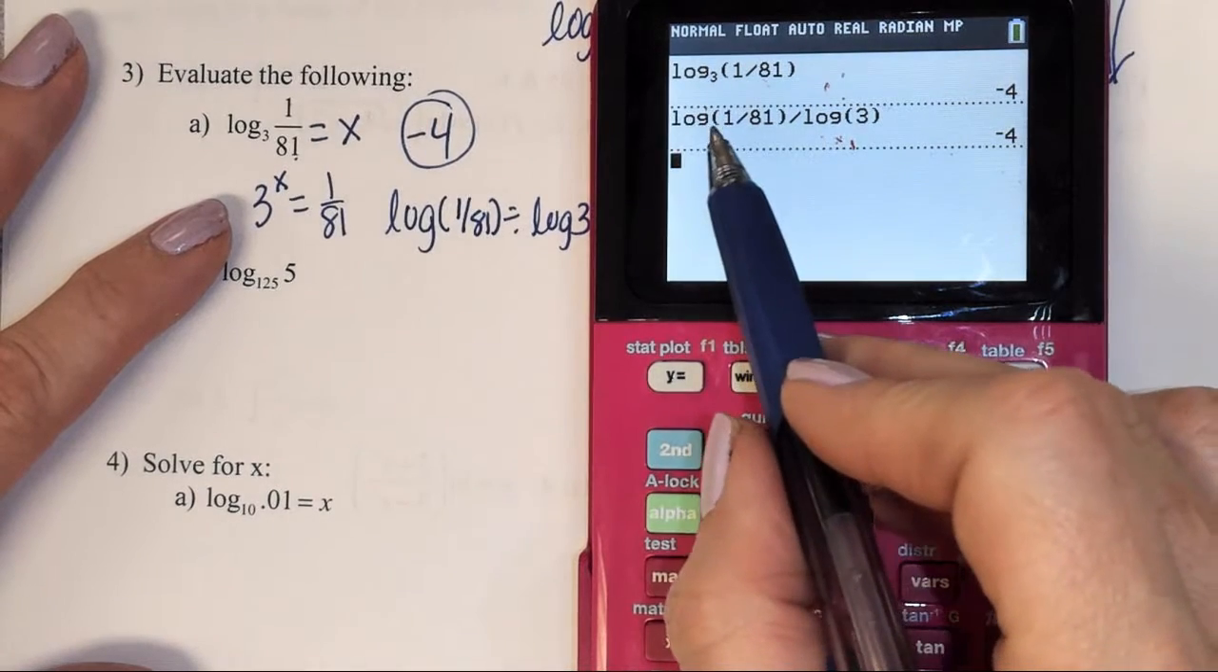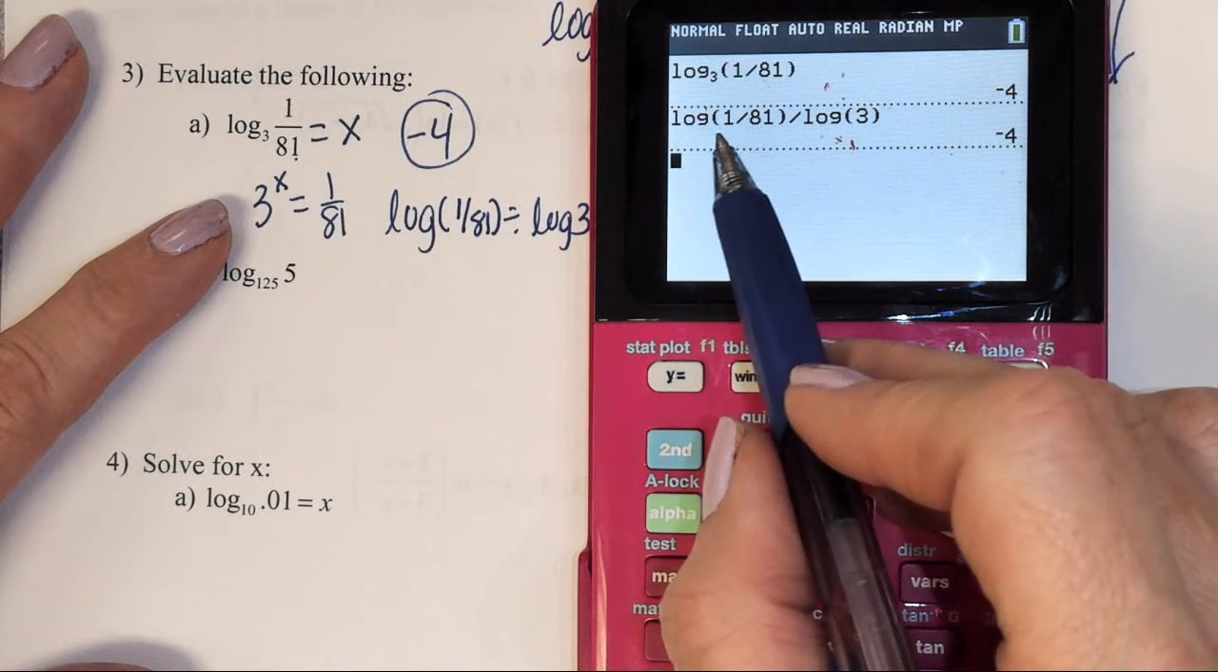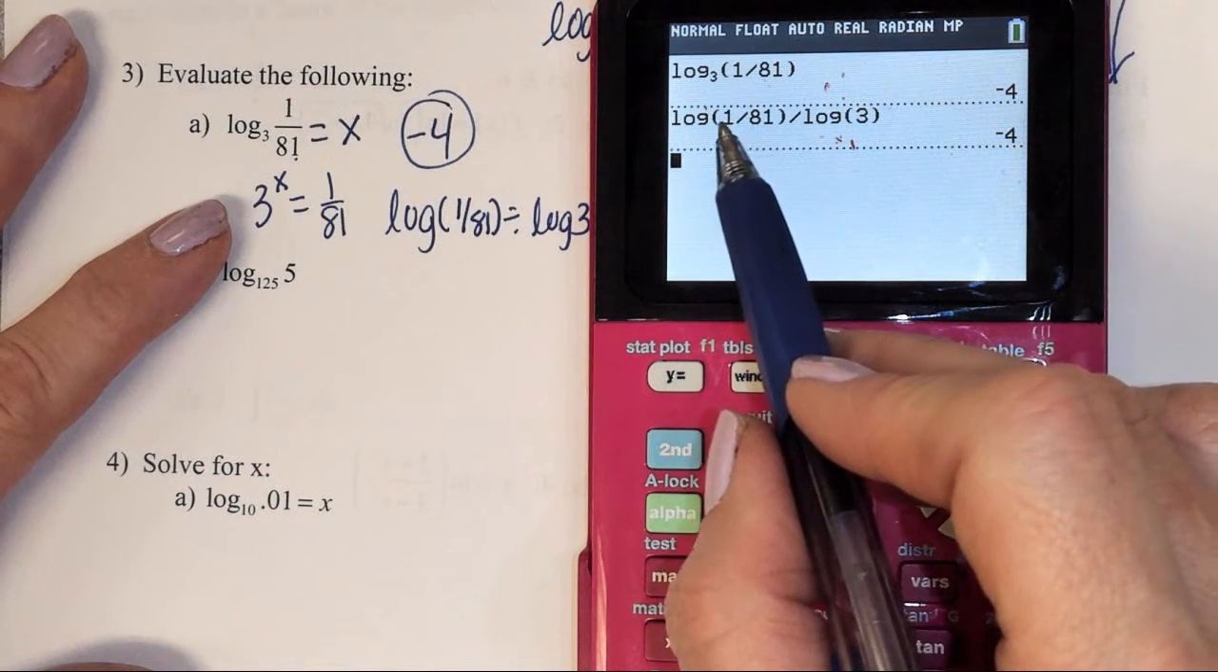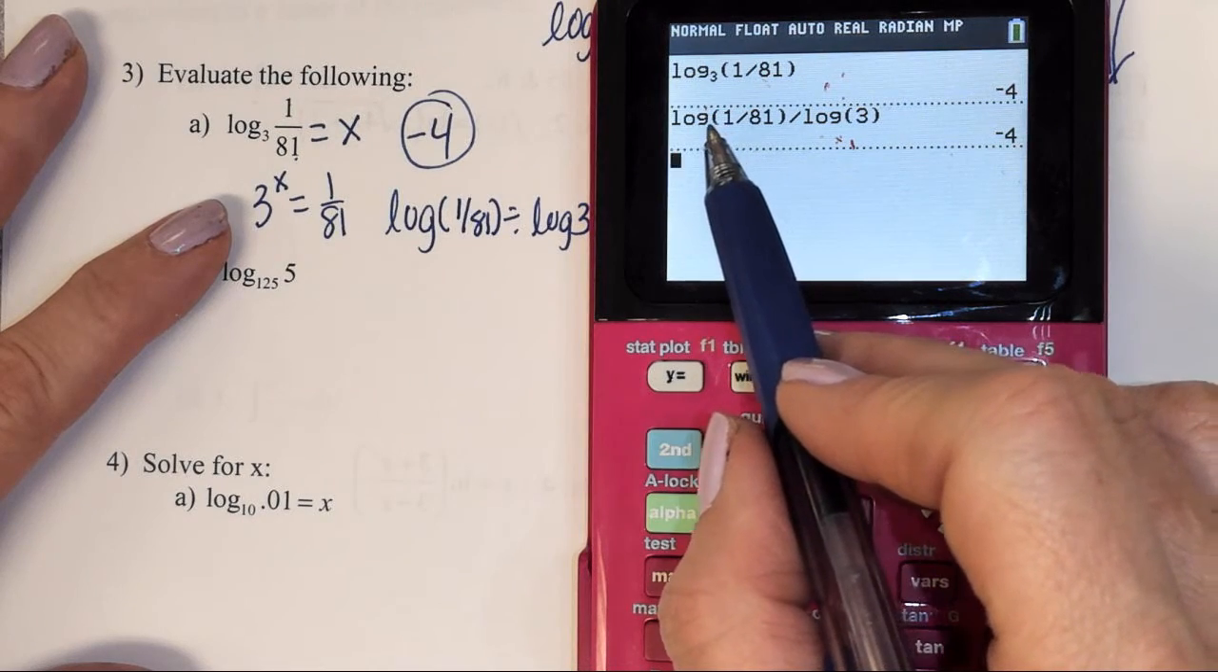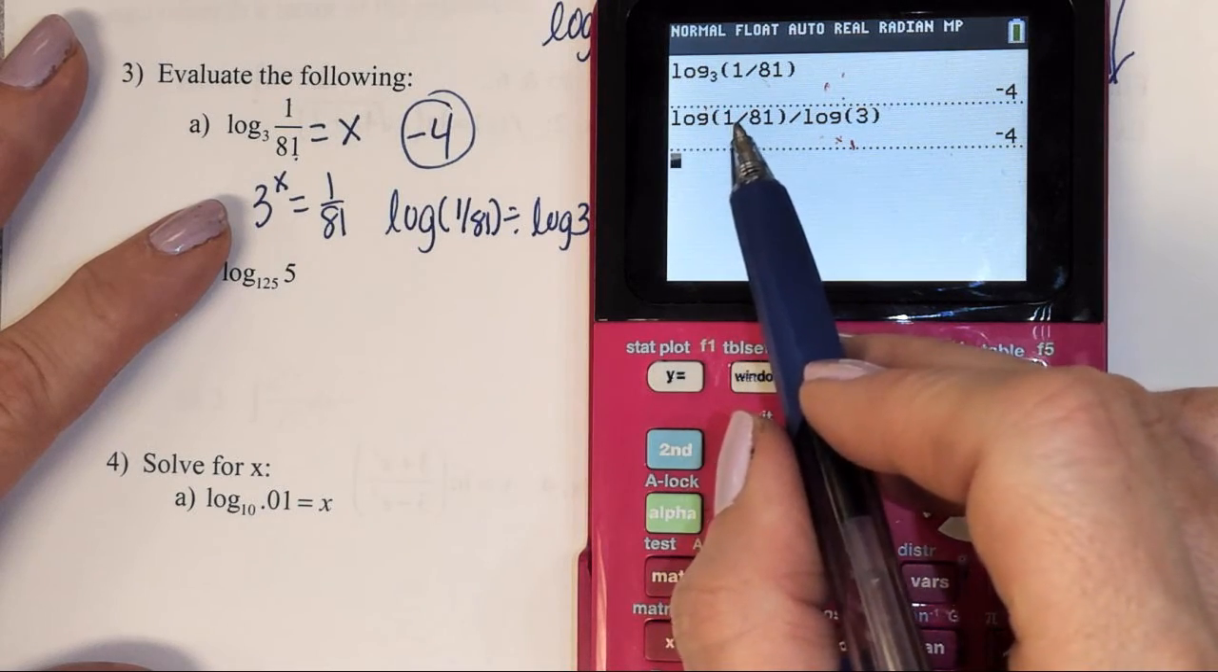This change of base formula changes it to a base of 10, but it can change it to a base of anything. Base of 2, base of 3, base of 1,000,000. It would work for anything.